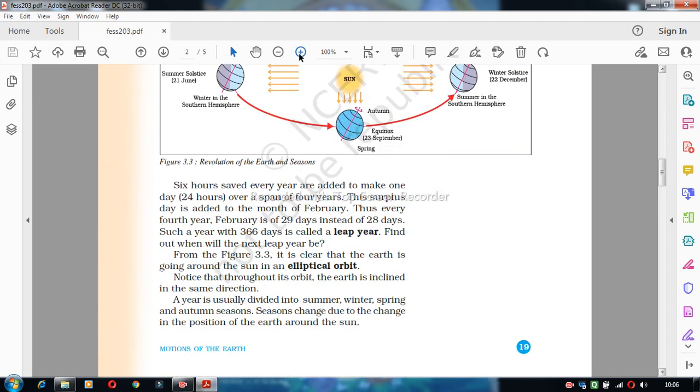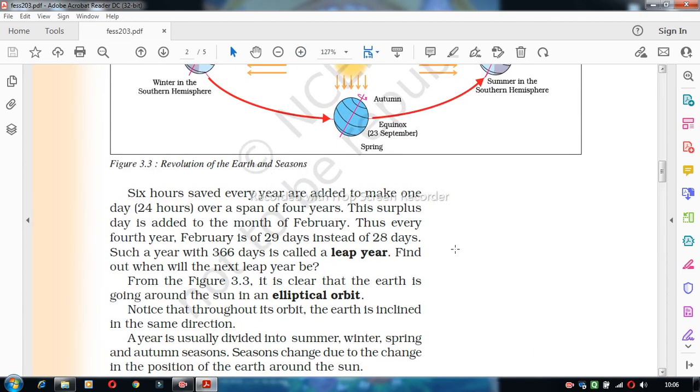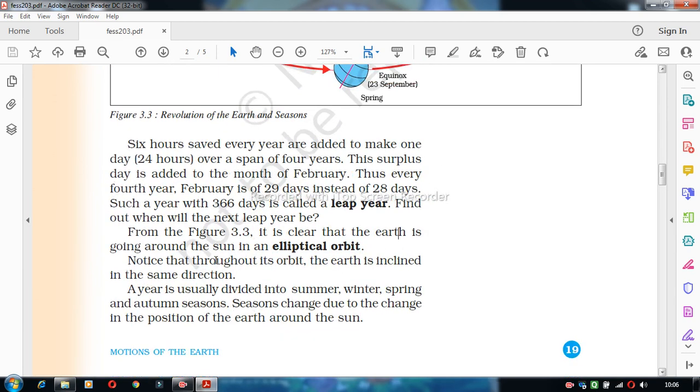Next, it is clear that the earth is going around the sun in an elliptical orbit. So again this part which I am just highlighting is talking about the orbit in which earth is moving. Notice that throughout its orbit the earth is inclined in the same direction. A year is usually divided into summer, winter, spring, autumn seasons. So these are the names of the seasons.